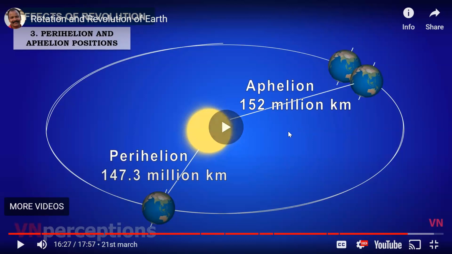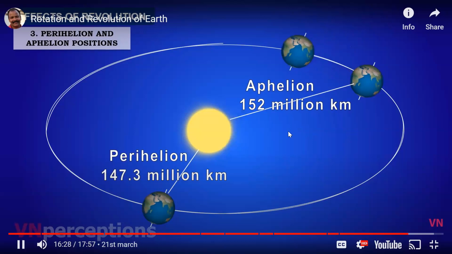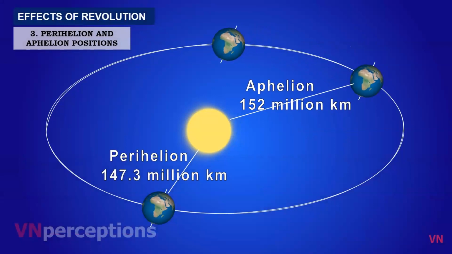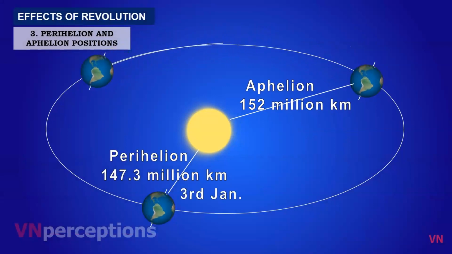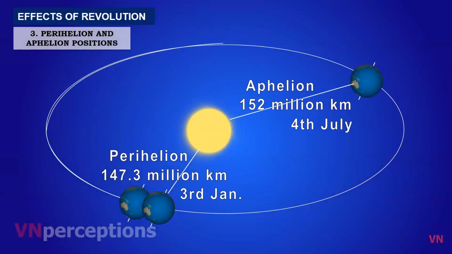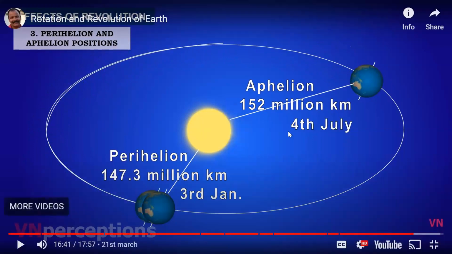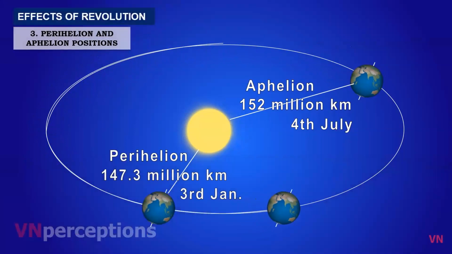152 million kilometers. The minimum distance of the Earth from the Sun is reached on January 3rd, and the maximum distance, that is, furthest from the Sun, is on the 4th of July. So we have that. Volunteers, check. Yes, 3rd January is the nearest date and 4th July the farthest date. Aphelion happens on 4th July and perihelion on 3rd January.